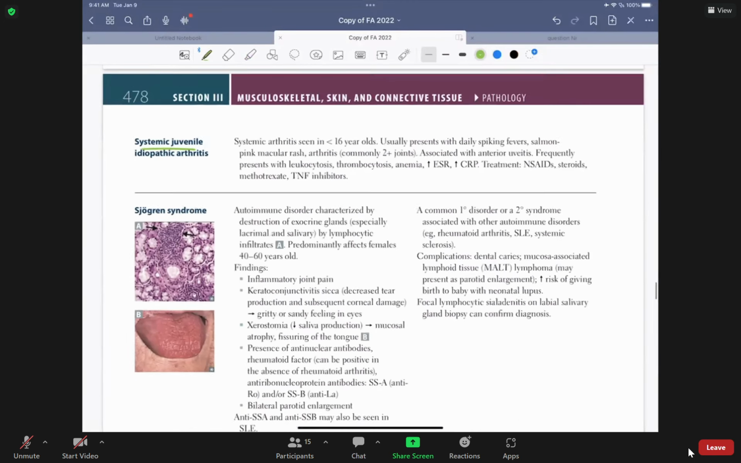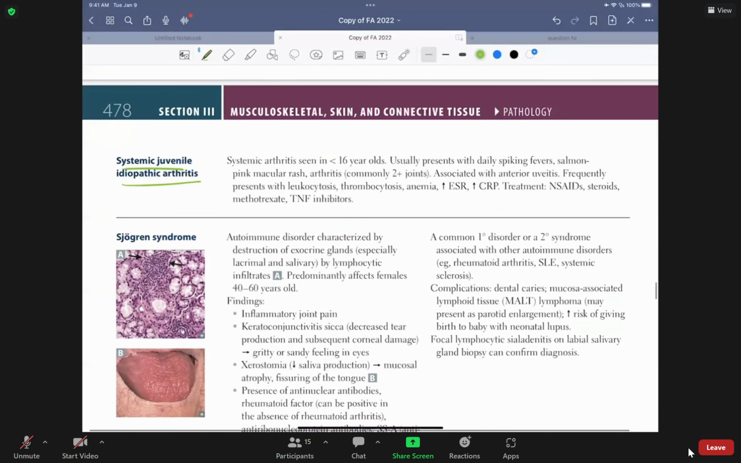Systemic juvenile idiopathic arthritis. Systemic arthritis seen in younger people usually presents with daily spiking fever, salmon pink rash, arthritis associated with anterior uveitis, frequently presents with leukocytosis, thrombocytosis, anemia, all of them. And look at the treatment. Isn't it the same treatment as rheumatoid arthritis? And also that sounds like rheumatoid arthritis, isn't it, folks?